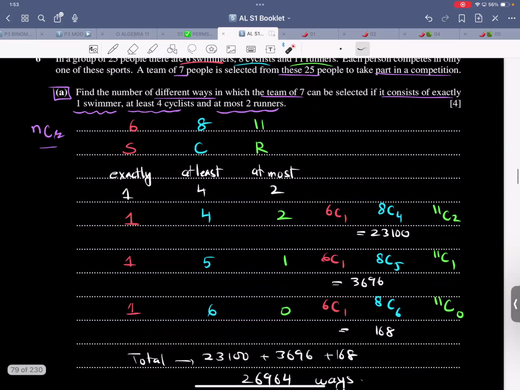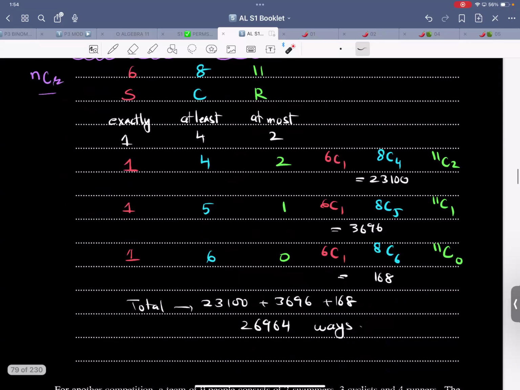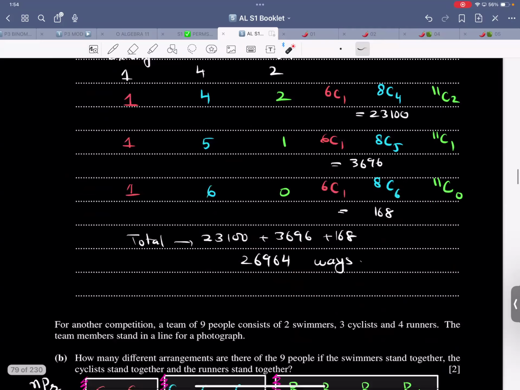That means one possibility is what's written, 1, 4, 2. This 1 cannot be changed. You can play around with 4 and 2. At least 4 means 4 can become 5, so 2 can reduce to 1. 5 can become 6, 1 can reduce to 0. So there are 3 options. The 3 answers are written over here. This is the total answer. That is the answer in the exact form. Leave it as it is. Is this all good? Next one.